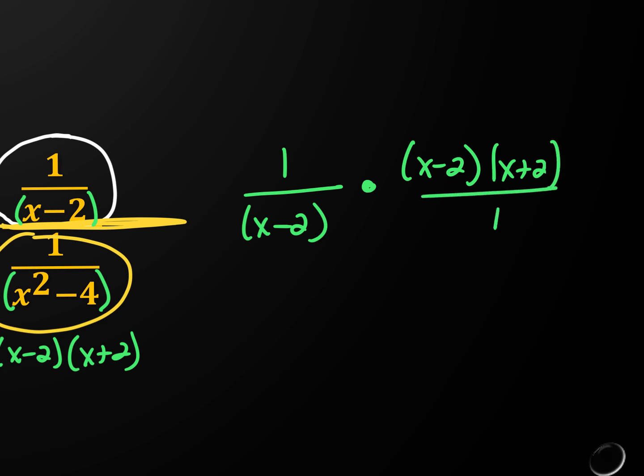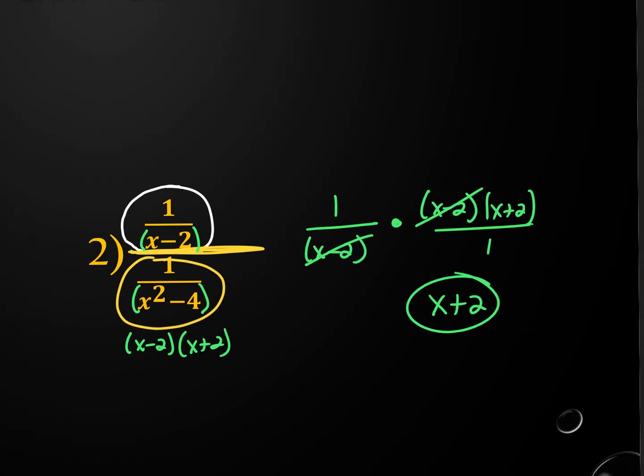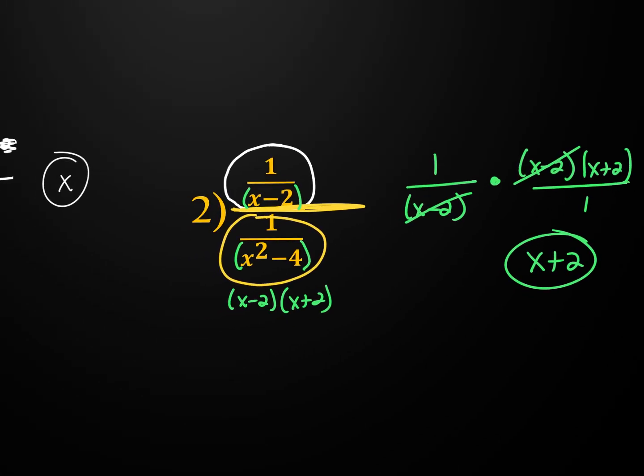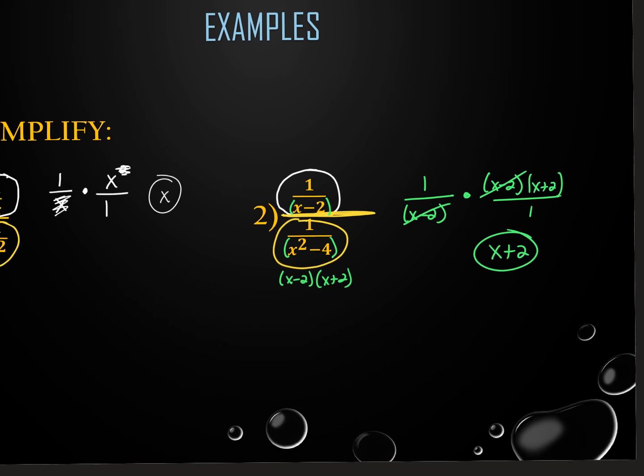Now this becomes a multiplying problem that we've done a few times already. What can I cancel out? The x minus 2 is perfect. And what are you left with? Just x plus 2. Questions? All right. Let's look at number... Oh, it's on the next.